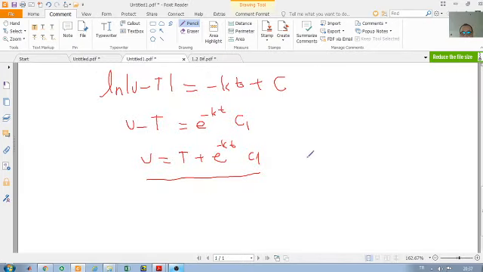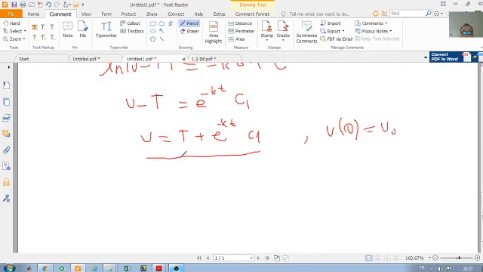It is found by using the initial condition u of 0 is u0. We know when we write 0 for the independent variable, we obtain u0. Actually it is a function of t, u of t. Writing 0, the left side becomes u0, the right side is capital T plus, when we write 0 for t, we get e to the power 0, which is equal to 1. Therefore, the last term becomes c1. So from here, c1 is equal to u0 minus capital T.